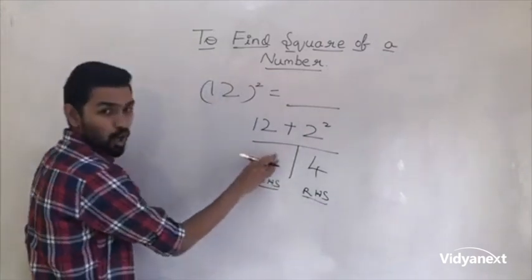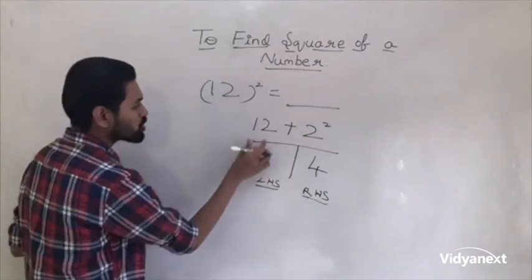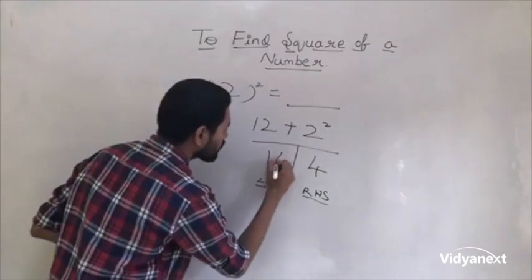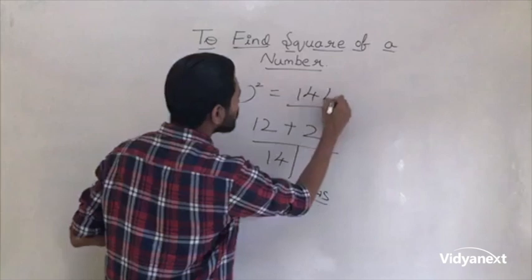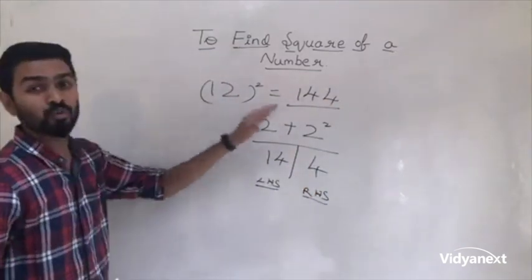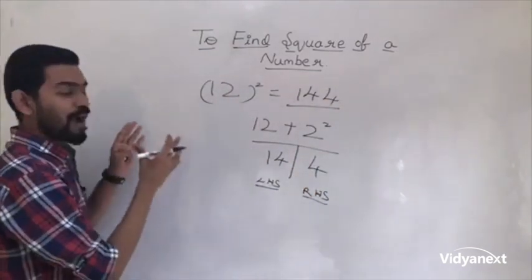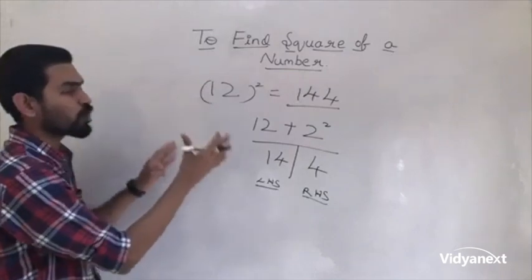To find the LHS, all you have to do is just add these two numbers. 12 plus 2, that is 14. Now 144 is the square of 12. So this is a very simple technique to find the square of a number.